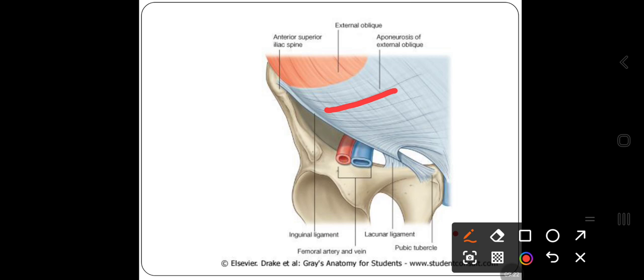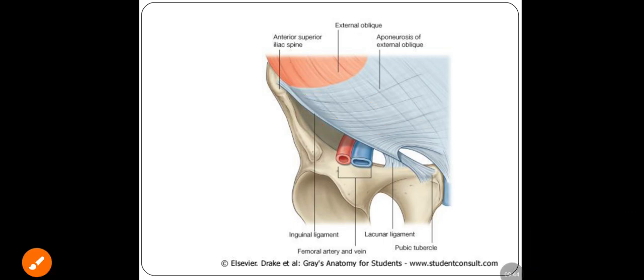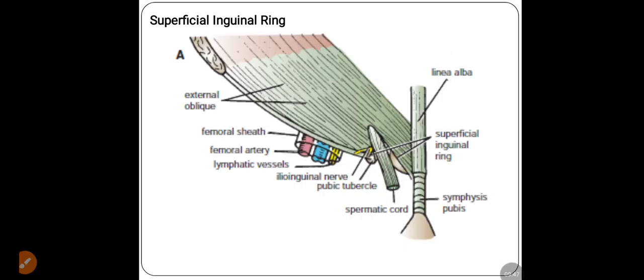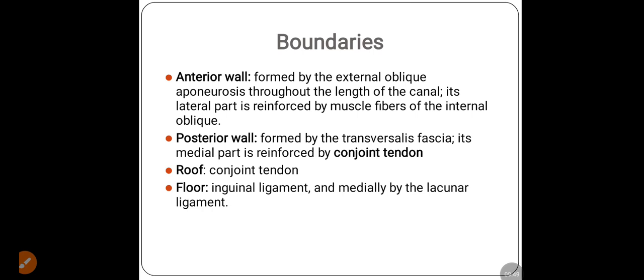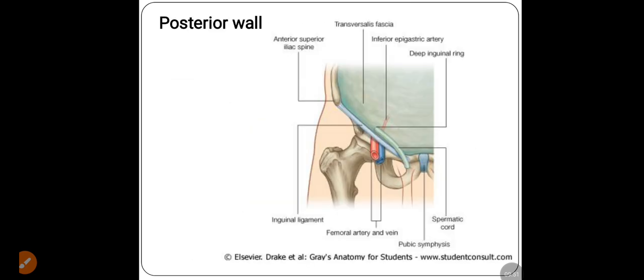This is the aponeurosis of the external oblique, which forms the anterior wall. Here, in the fascia transversalis, there is a defect. This area of defect, opposite the deep inguinal ring, is reinforced by the origin of the internal oblique muscle. The deep inguinal ring is located in the fascia transversalis here.